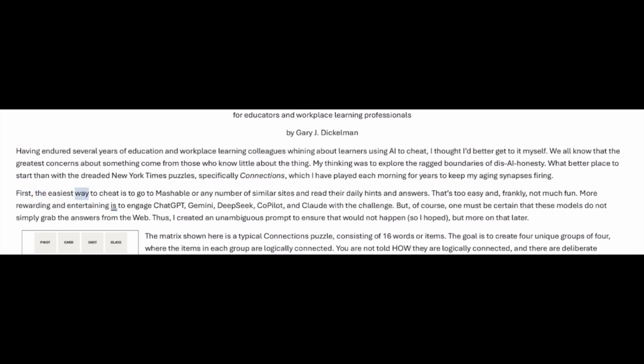First, the easiest way to cheat is to go to Mashable or any number of similar sites and read their daily hints and answers. That's too easy and, frankly, not much fun. More rewarding and entertaining is to engage ChatGPT, Gemini, DeepSeek, Copilot, and Claude with the challenge. But, of course, one must be certain that these models do not simply grab the answers from the web. Thus, I created an unambiguous prompt to ensure that would not happen, so I hoped, but more on that later.